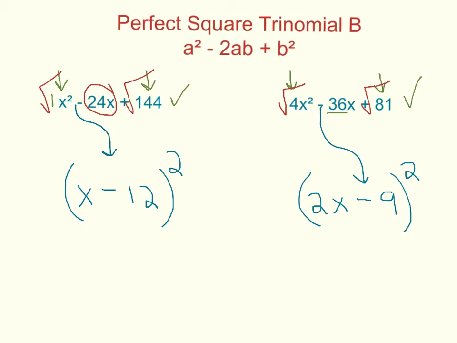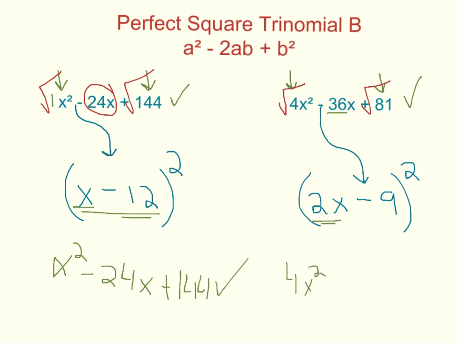And then if you're ever unsure, you can always check your answer and think about the special case when we have a binomial squared. Square the first term, multiply them together and double it, which would be 24, and then square the last one, which is 144. So it works. Same thing here. Square 2x is 4x squared, multiply these together is negative 18, and then double it is negative 36, and then square negative 9 is 81. Good, so they both work.